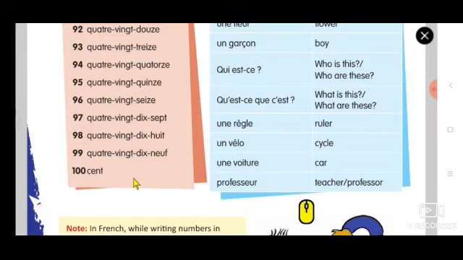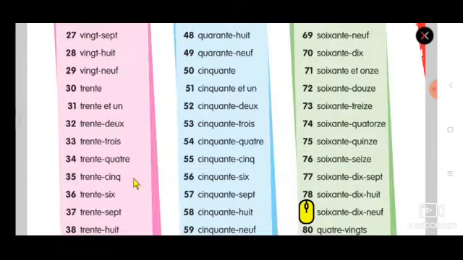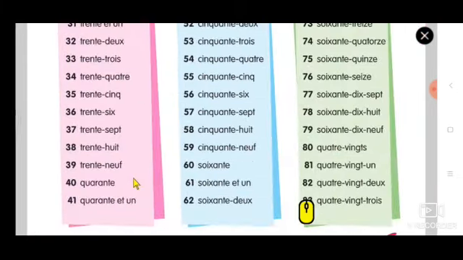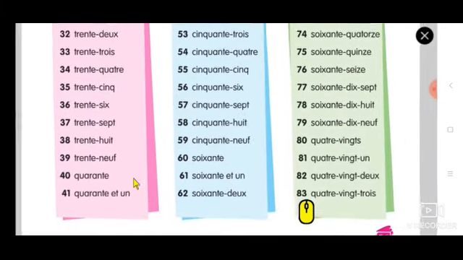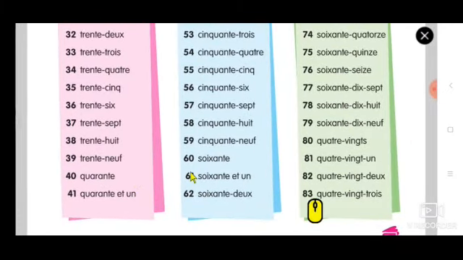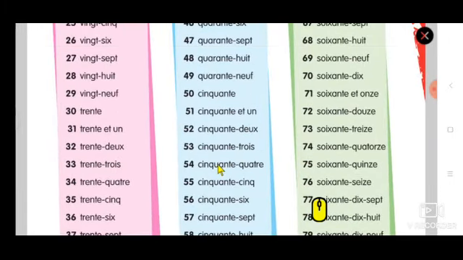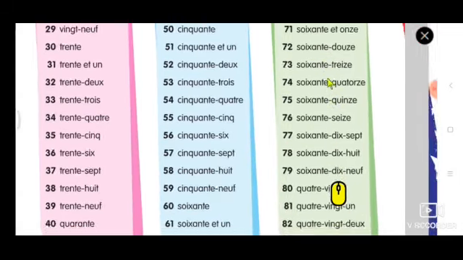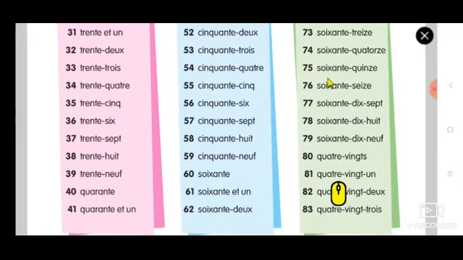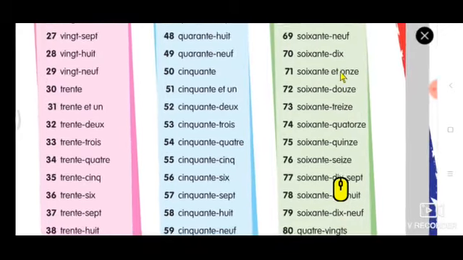I will give you a clue. See, from 60 to 69, this word soixante will repeat. Okay, 70 to 79, again this word soixante will repeat, but the difference between this and this is first 60 to 70 and the trois will come, but for when you touch 70 it will become onze, douze, treize.